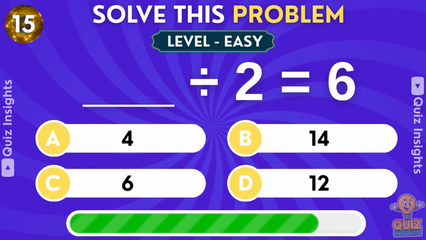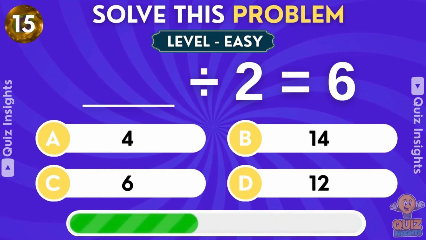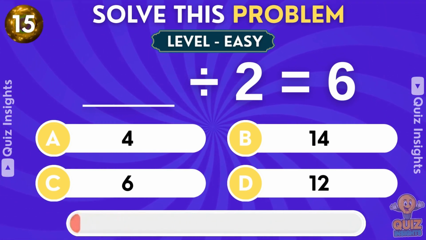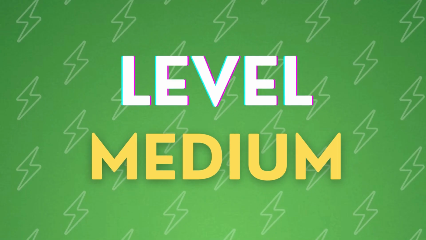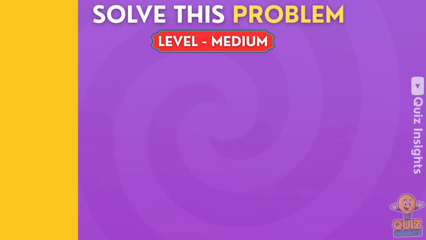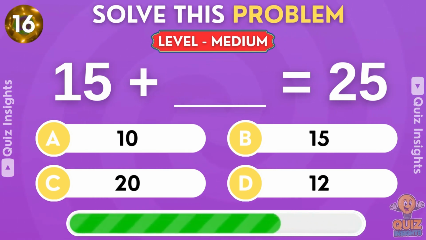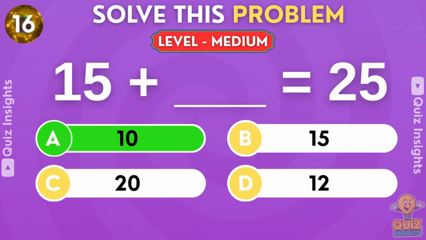What number divided by 2 equals 6? You got it! It's 12. Here we go for the medium level. 15 plus what number equals 25? Yeah, it's 10.